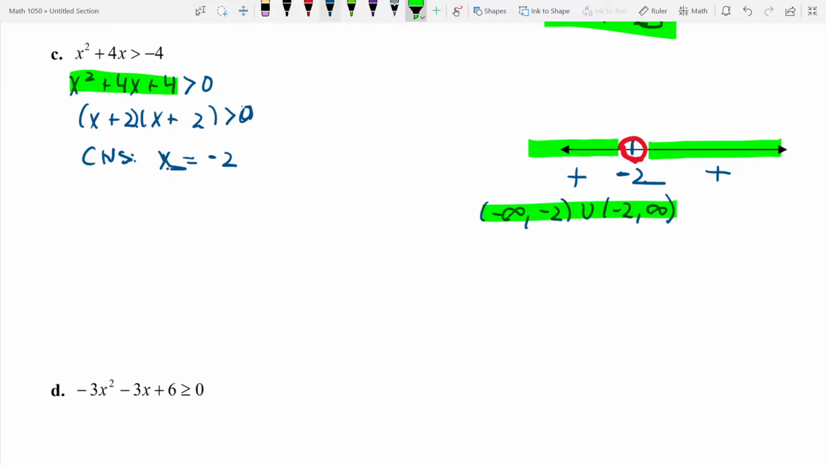What if it looked like this? I want to change it for a second. What if it looked like this? I would write this down. x plus 2 times x plus 2 is less than 0.